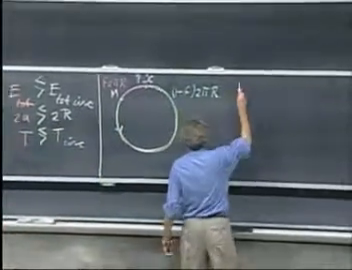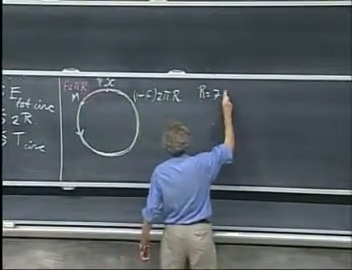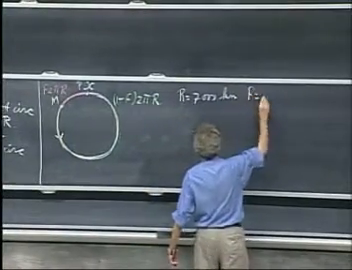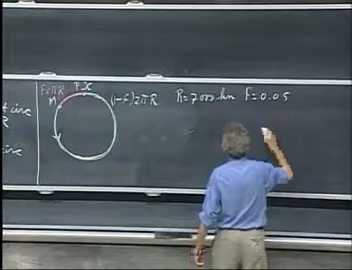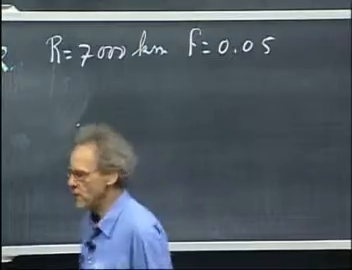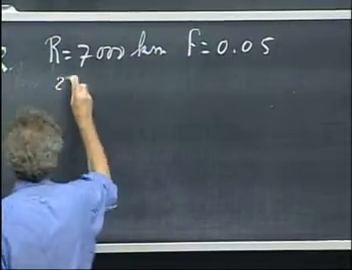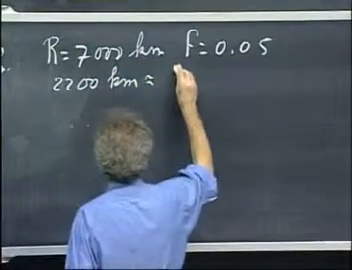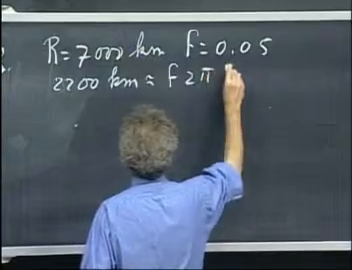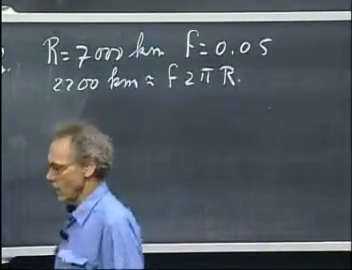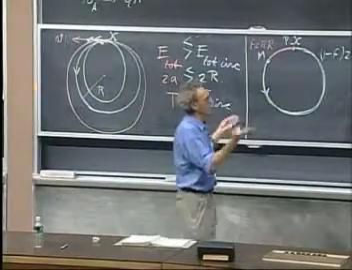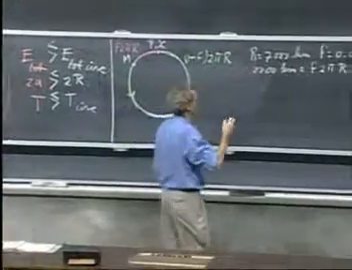Suppose they are in an orbit with a radius of 7,000 kilometers. And suppose f equals 0.05. So the separation between Peter and Mary is 2,200 kilometers. So that is f times 2 pi r. If you know the radius r, then of course the velocity of the astronauts follows immediately. You have all the tools there.